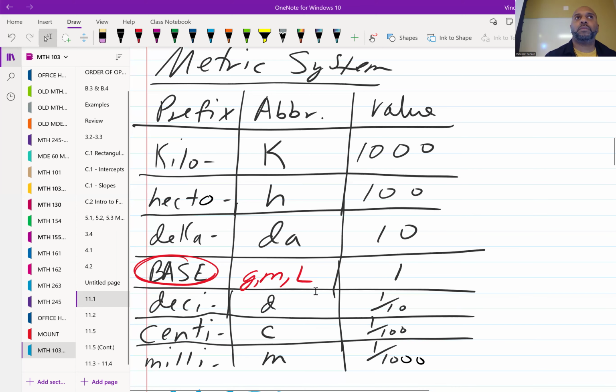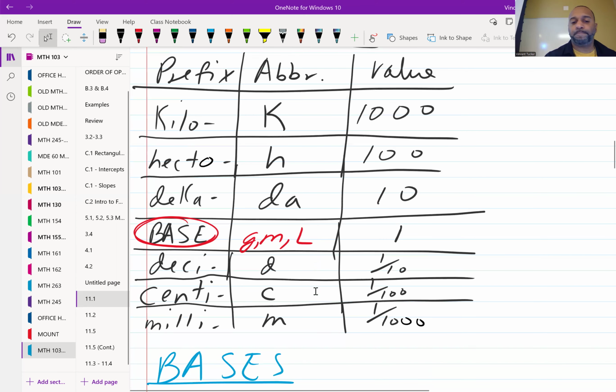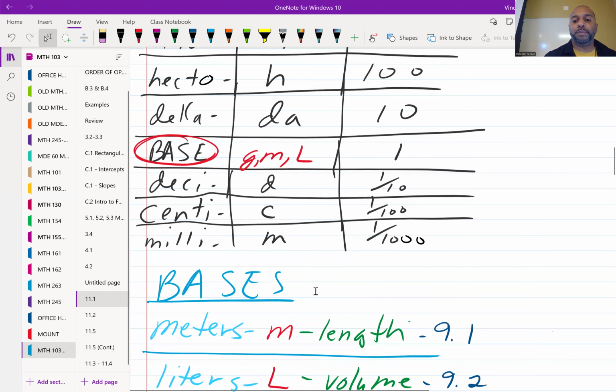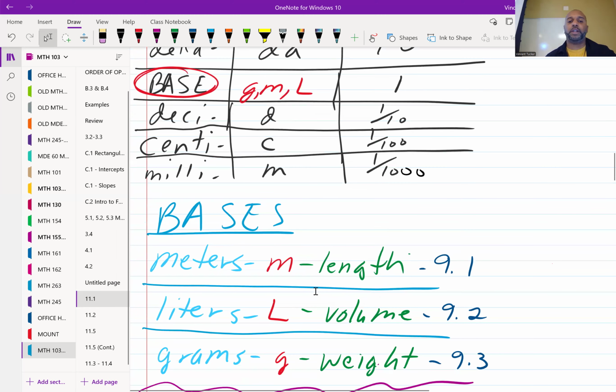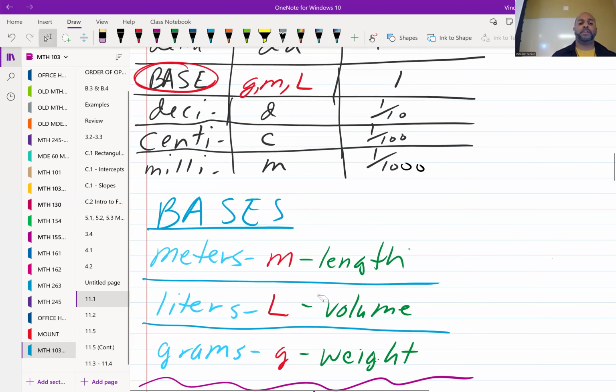All right, scrolling up. So with the basics, let me erase that, those are old notes. It's all one section. So our bases are meters, liters, and grams. We use the lowercase m for meters, capital L for liters, and lowercase g for grams. Liters measure volume, grams measure your weight.